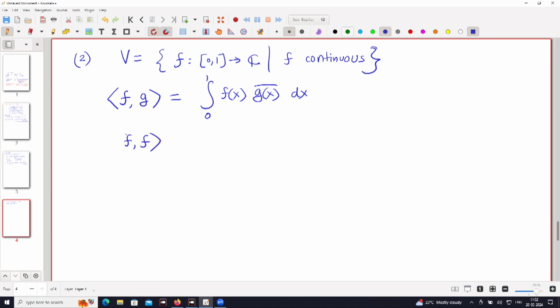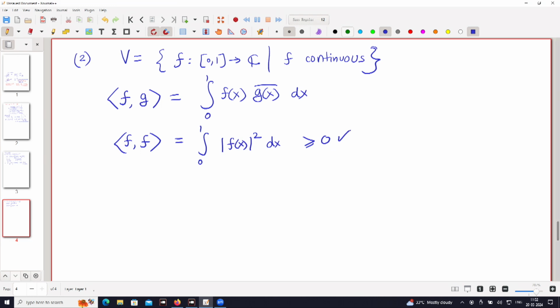So it is really what happens when you put f equals g, it is f(x) into f(x) bar, so it is the integral of modulus f(x) squared dx. Of course the answer is positive, that is all right, because the integrand is positive, but why is this 0 if and only if f is 0? That becomes an important thing, right? And that happens because of the following reason.